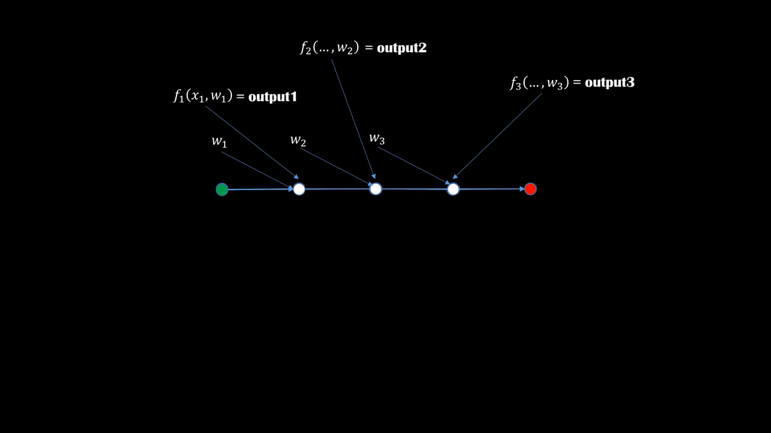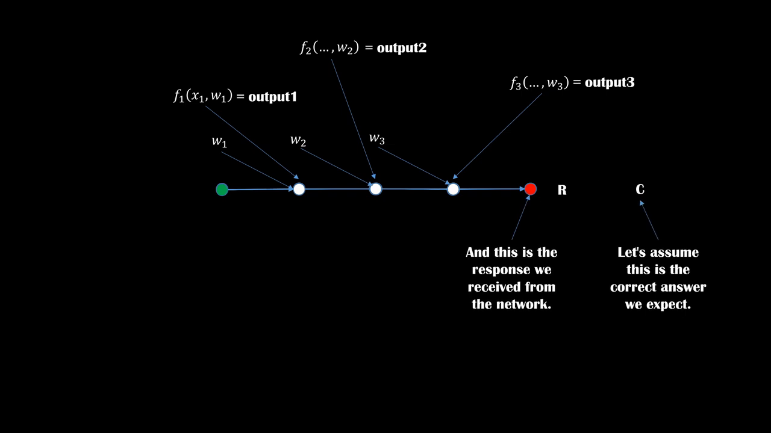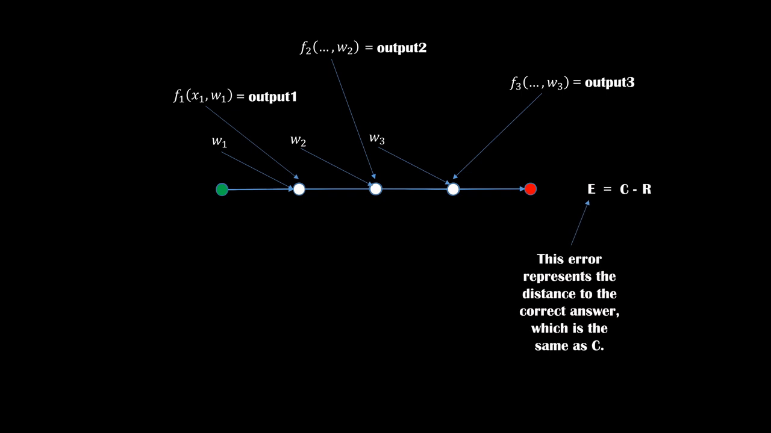We know that every function has an output, so we label them. Let's assume this is the correct answer we expect. And this is the response we received from the network. Okay, this arrow represents the distance to the correct answer, which is the same as C.